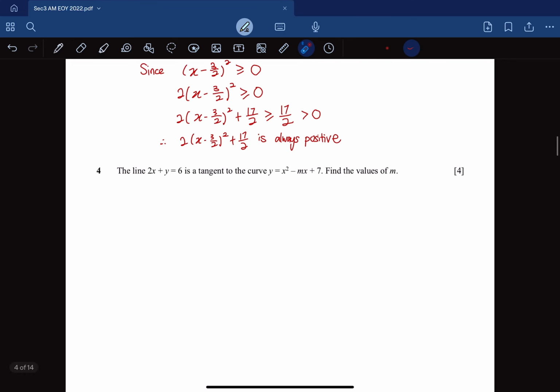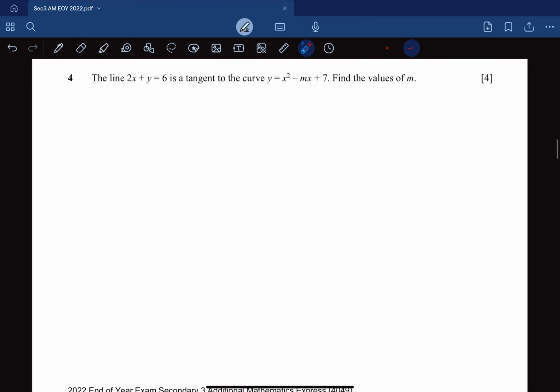Alright, so let's move on to question 4. Question 4, the line is a tangent to the curve. That means that if I have a simple curve, for example, this smiley face graph, and a line that is simply a tangent to the curve, there is one intersection point. And we know from what you have learned under discriminant, one intersection point means your discriminant must be equal to 0.